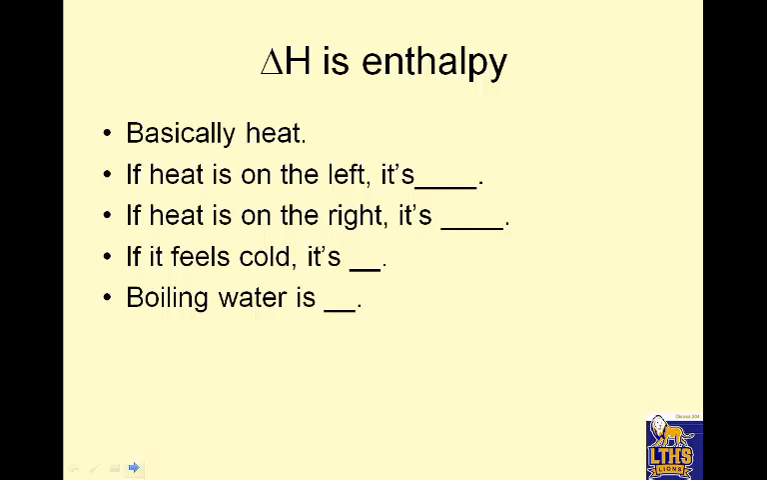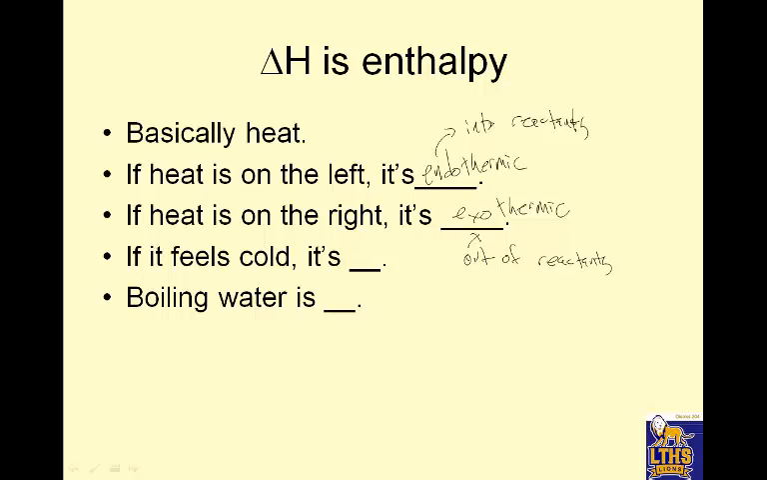Delta H is enthalpy, and we've seen this a handful of times, which is basically heat. If heat is on the left, it is endothermic. If heat is on the right, it is exothermic. Remember, endo means into, so into reactants. Exo is out of reactants.